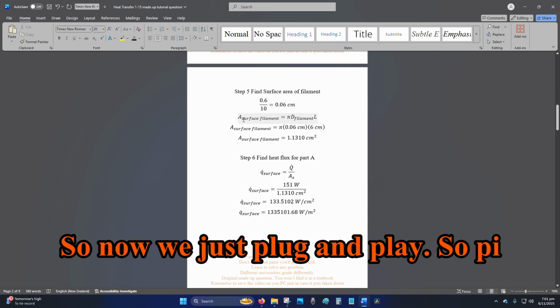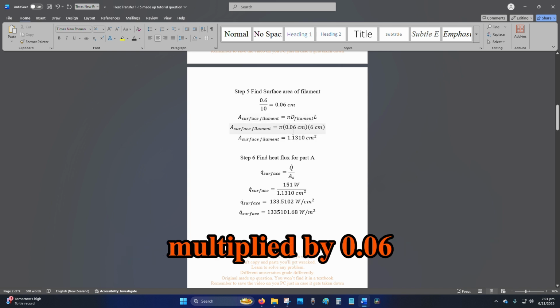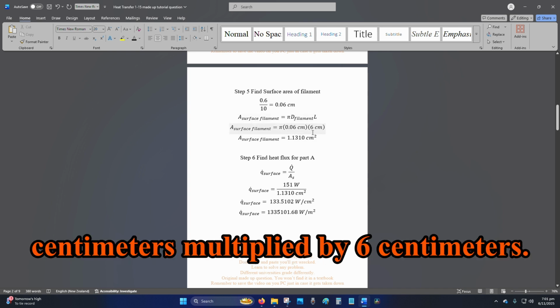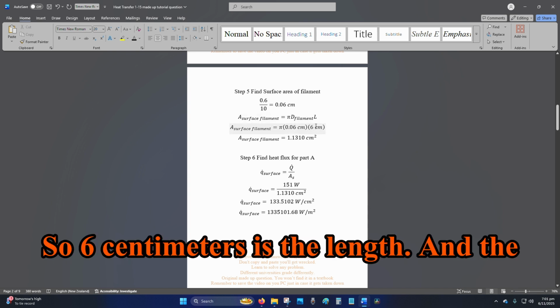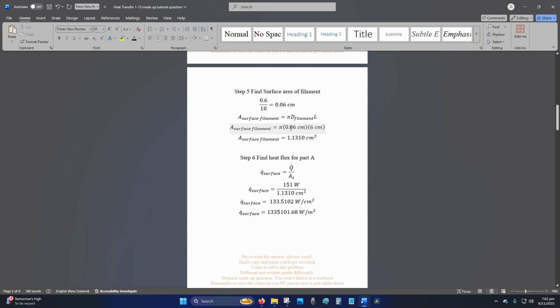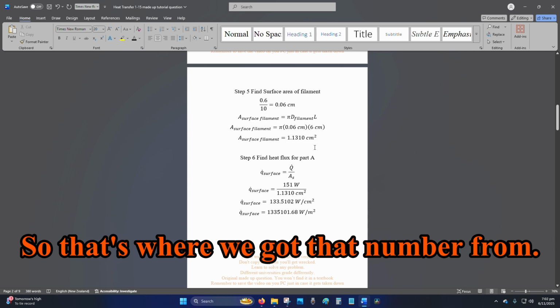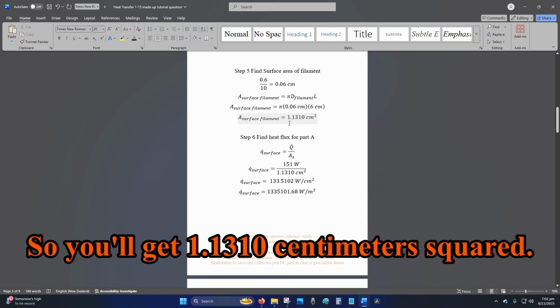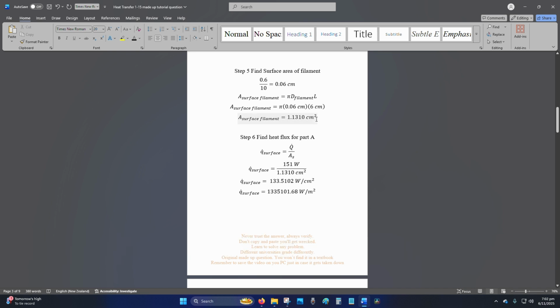So now we just plug and play. So pi multiplied by 0.06 centimeters multiplied by 6 centimeters, so 6 centimeters is the length, and the diameter is 0.6 millimeters, but we convert it to centimeters. So that's where we got that number from. So you'll get 1.1310 centimeters squared.